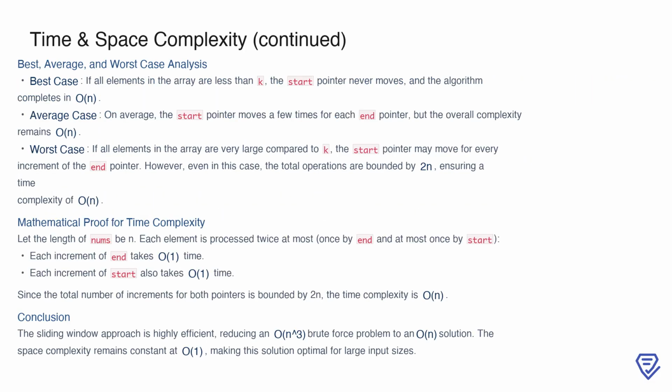The efficiency of the sliding window approach is evident when analyzing the best, average, and worst case scenarios. In the best case, if all elements in the array are less than k, the start pointer doesn't need to move, and the algorithm runs in O(n).